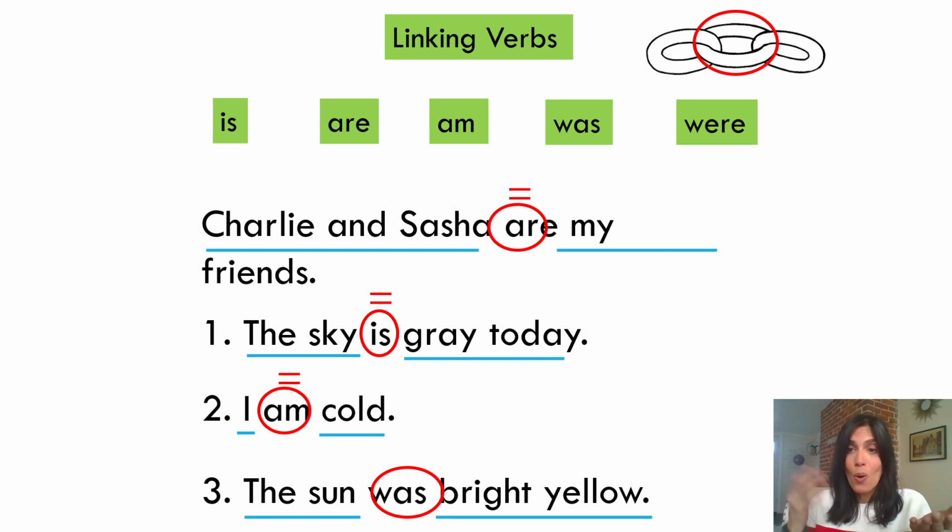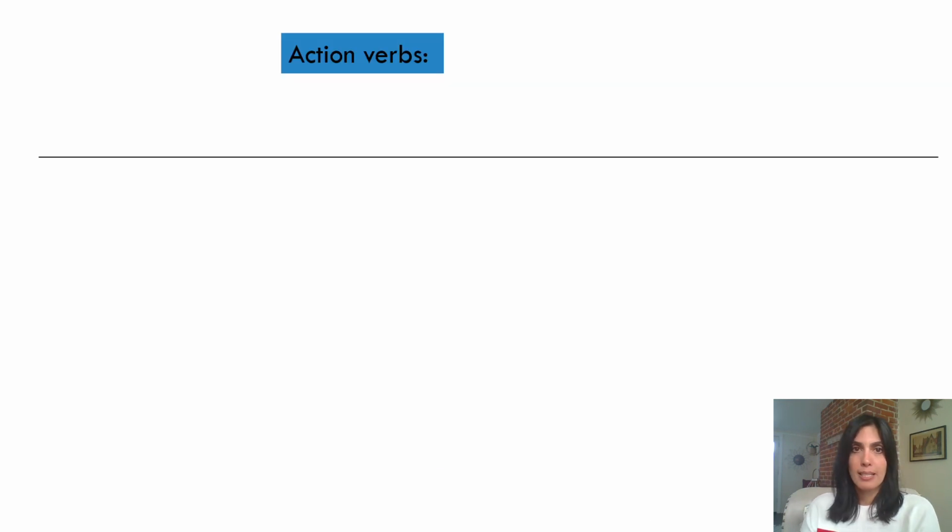The sun was bright yellow. Remember, I could think of that word was like an equal sign. The sun equals bright yellow. Was is an example of a linking verb. You'll notice that you use lots of linking verbs in your sentences. Now we will work together to decide which verb completes some sentences.